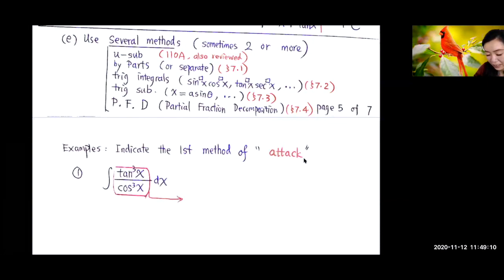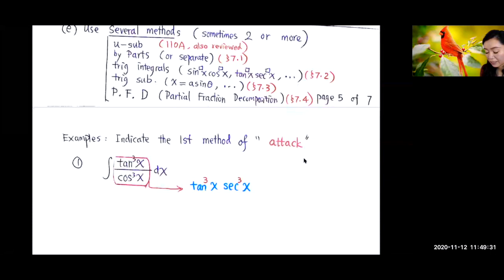Okay, so this is equivalent to tangent x to the third power, times secant x to the third power here. So that's in the form of a trig integral, tangent times secant. For tangent times secant, we know two cases. One case is when the exponent for secant is even and greater than or equal to 2, which in this case it is not. It is not even right here.